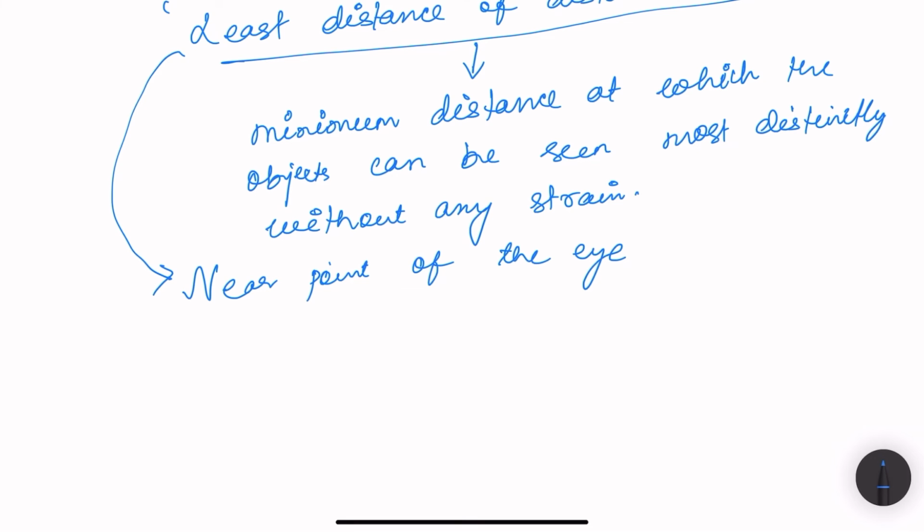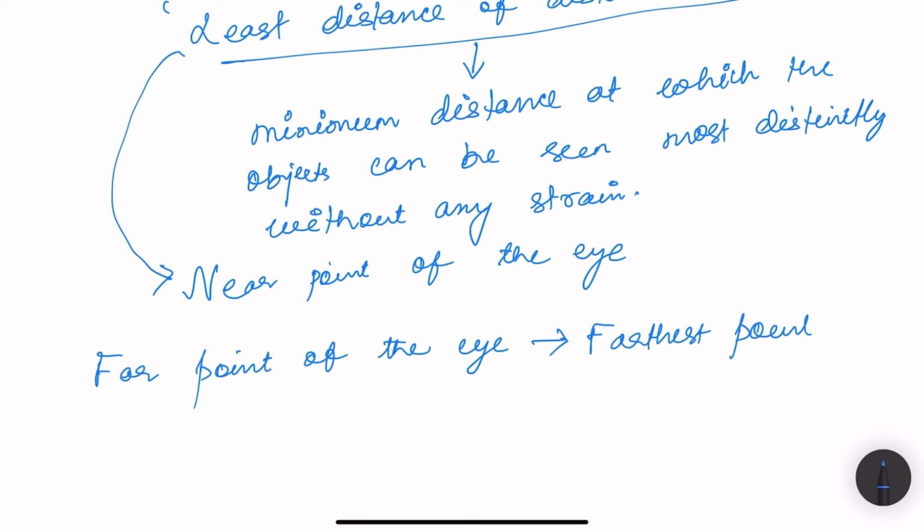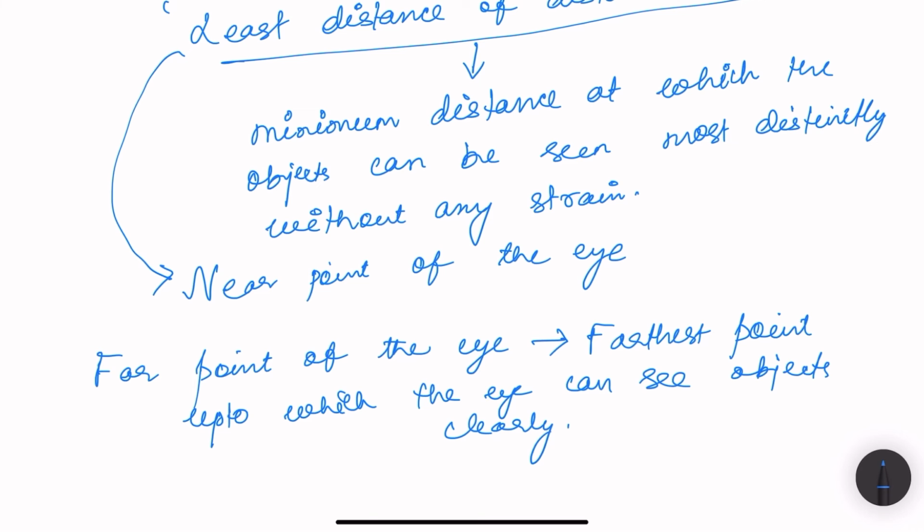Now, if we have a near point, we can also have a farthest point. The farthest point up to which the eye can see objects clearly is called the far point of the eye. So the far point of the eye is the farthest point up to which the eye can see objects clearly.